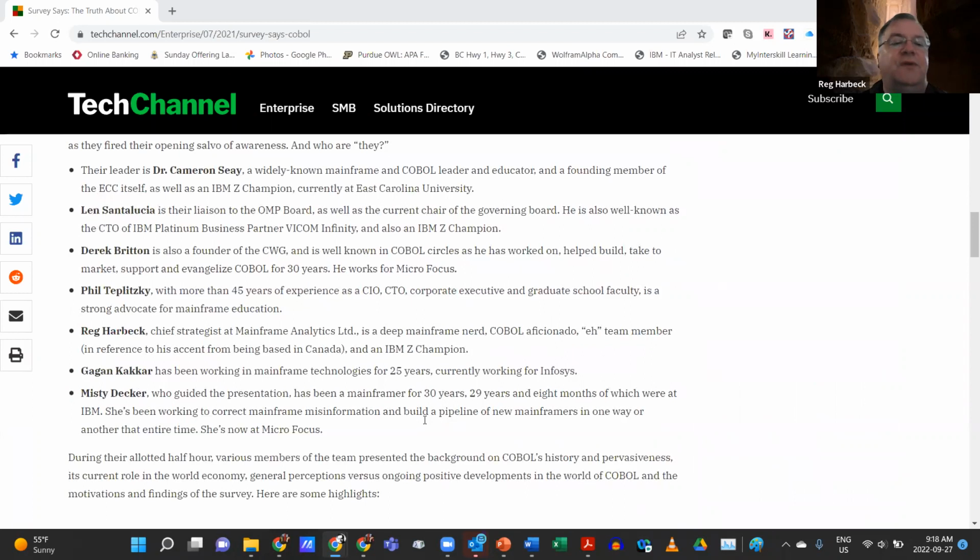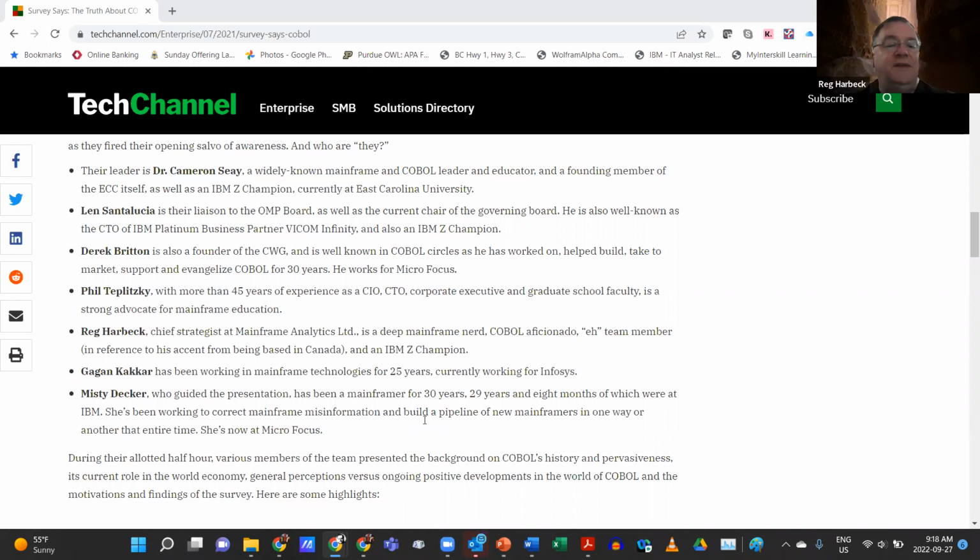One of the things the article gives more exactly is the names of the various people who are involved with COBOL. So we have, again, Dr. Cameron Say, who is our leader. We have Len Santalucia, who is probably the most connected mainframer on Earth. If you were to do a survey of every mainframer on Earth and who are the high-profile people that they're connected to, I'm pretty sure that Len Santalucia's name would be at the very top. An amazing person, just super involved in keeping the whole world of mainframe and the world of COBOL moving forward.